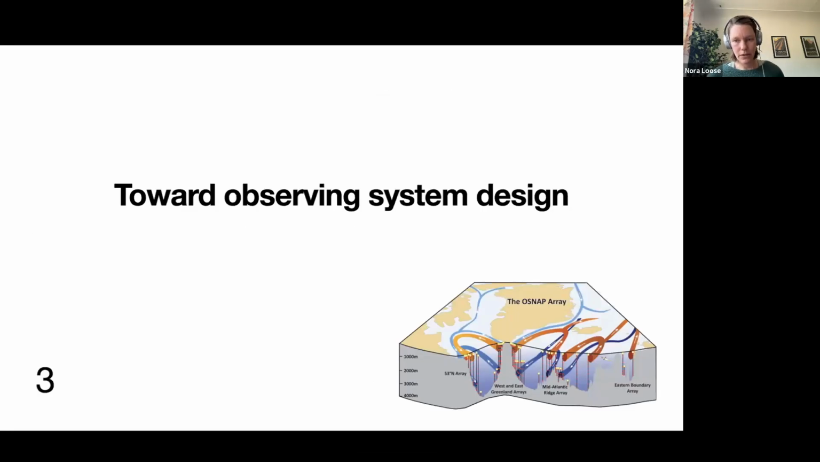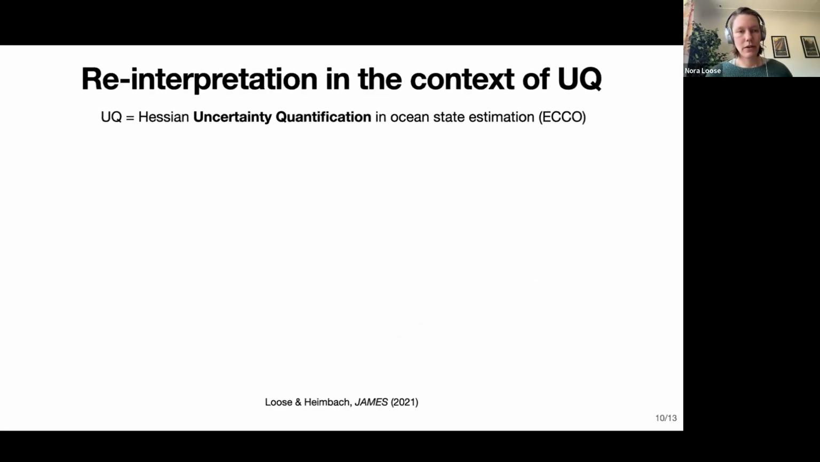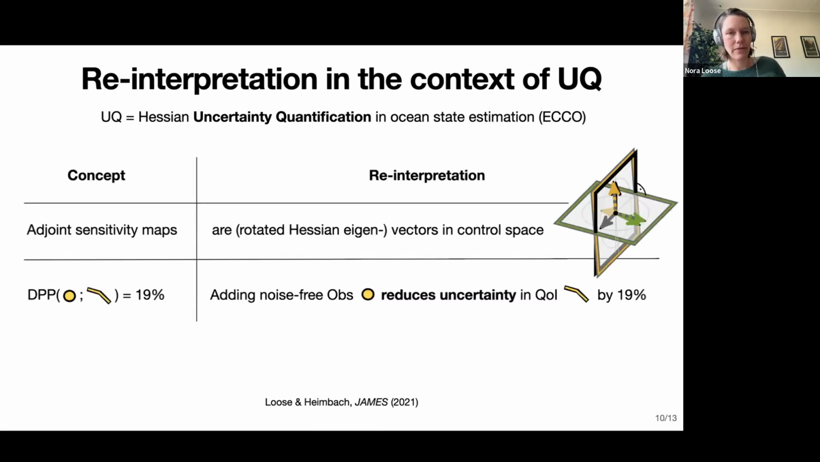Okay, so to work toward observing system design, we will reinterpret the things that I've shown so far in the talk in a different context, namely in the context of uncertainty quantification and ocean state estimation. I only have 4 or 5 minutes left, so I won't go into any technical details. Those can be found in our 2021 JAMES publication. I'll only mention a few things.